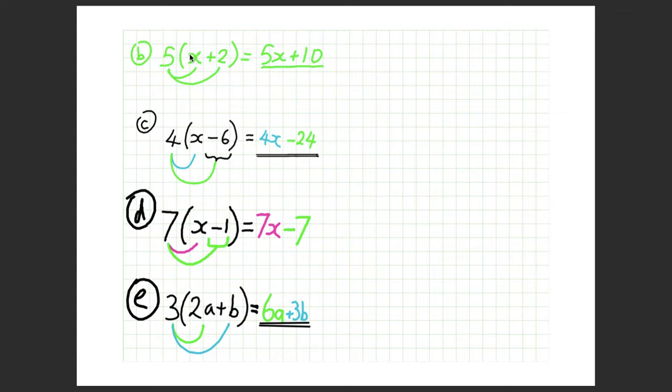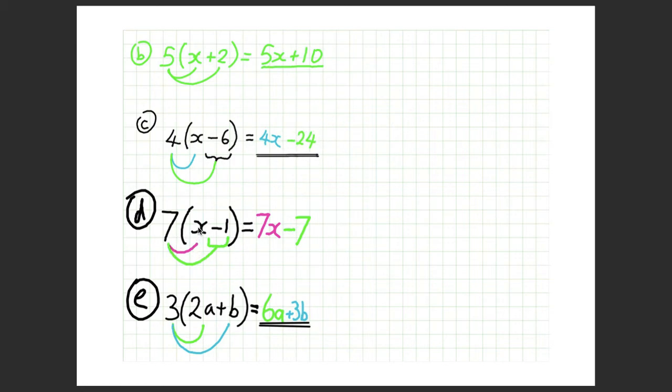So 5 times brackets x plus 2. So 5 times x gives you 5x. 5 times 2 gives you 10. 4 times x minus 6. Well, when you see a minus, it belongs to the thing that follows it. So the minus here belongs with the 6. It's nothing to do with the x, really. So you're doing 4 times x is 4x, and then 4 times, not 6, but minus 6, and 4 times minus 6 gives you a minus 24 there.